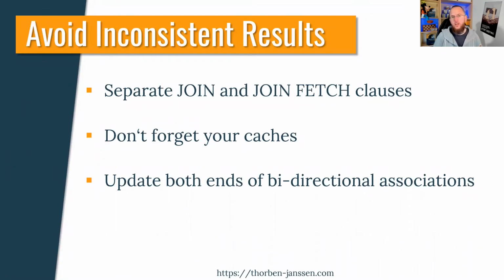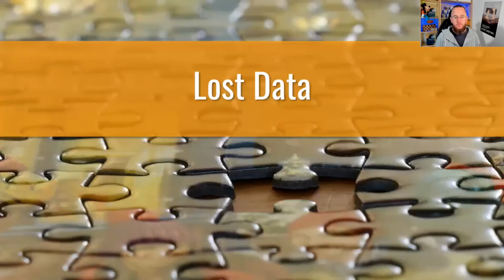We just saw that the first level cache can create inconsistent results, especially if we are not using entities to perform any update or delete operations. And that we need to update both ends of any bidirectional association. And yeah, the best way to manage these associations would be to implement a utility method on the entity classes.